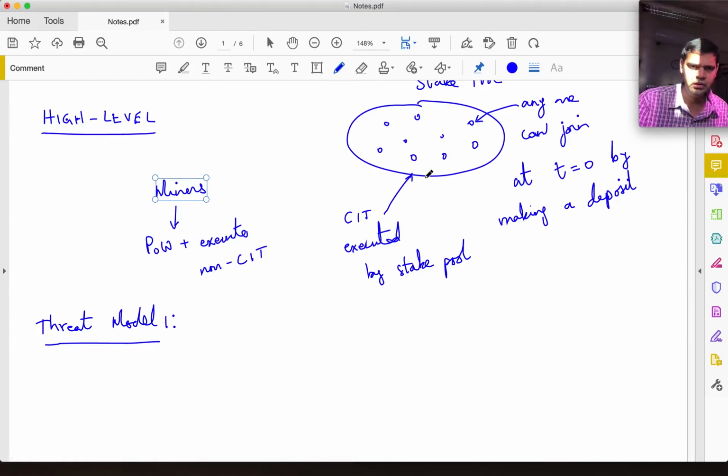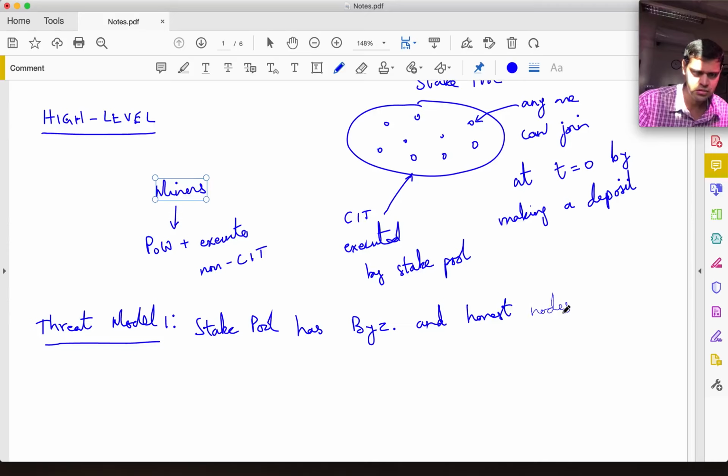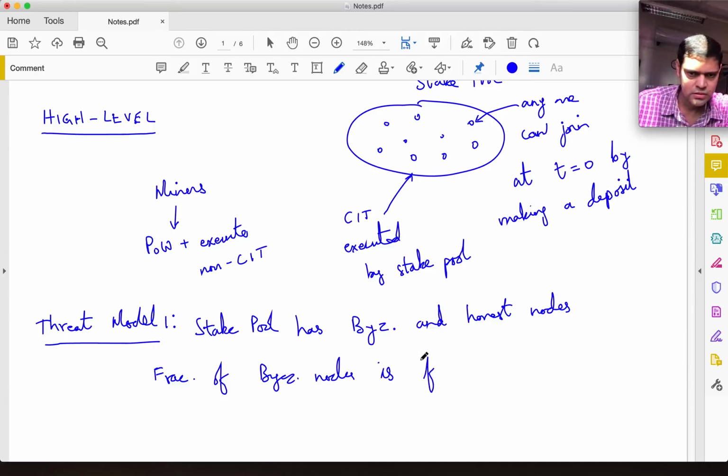So in the first threat model, we say that the stake pool has some fraction of Byzantine nodes. So it has Byzantine and honest nodes. And we are going to say that the fraction of Byzantine nodes is F. We don't know what this F is, but we are going to put an upper bound.